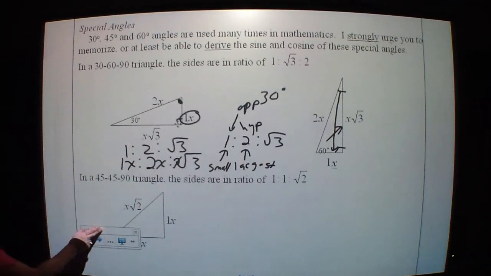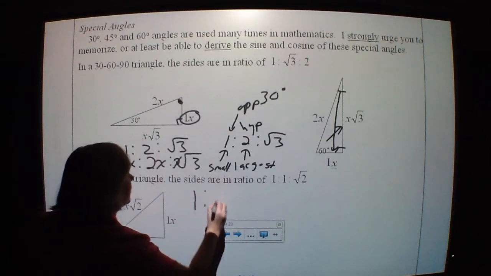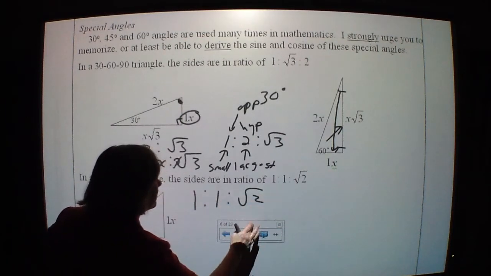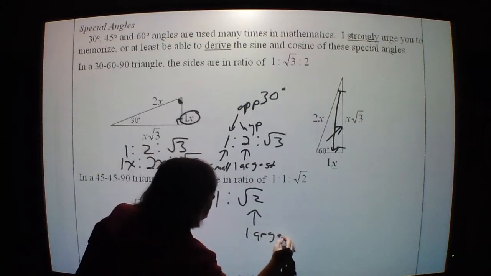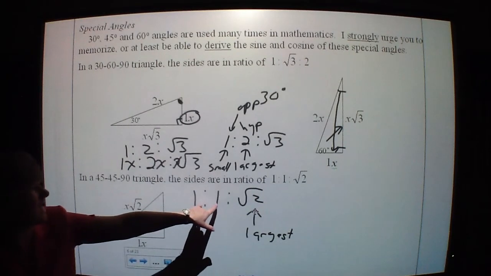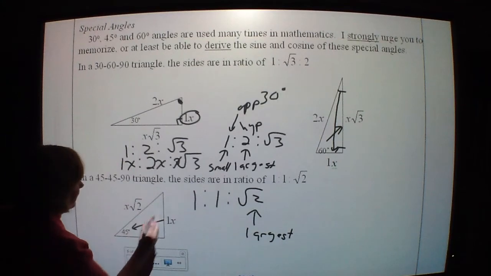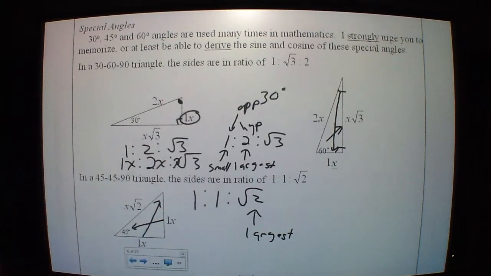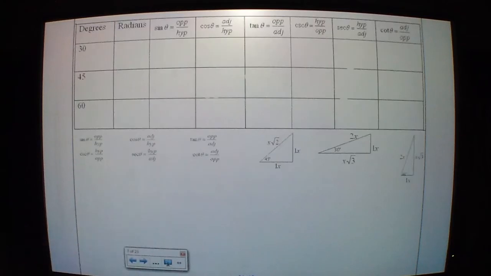In a 45, 45-degree triangle, the ratio of the sides would be 1, 1, radical 2. This is largest. Ones are the smallest. These are the same, so opposite those will be the same size angles. So that's 45 degrees, that's 45 degrees. Right angle. So you need to know these. We will be using them all semester. You need to memorize them and know them.